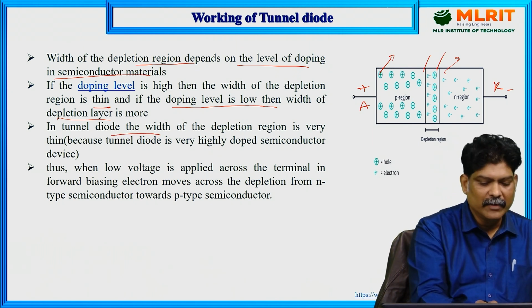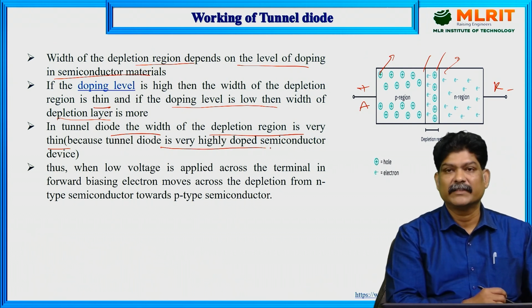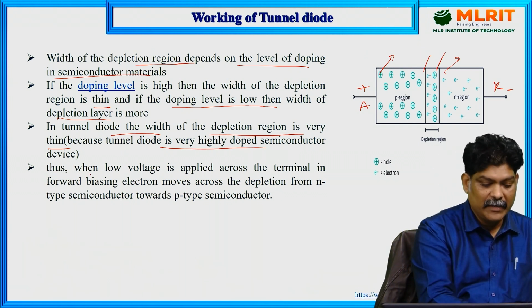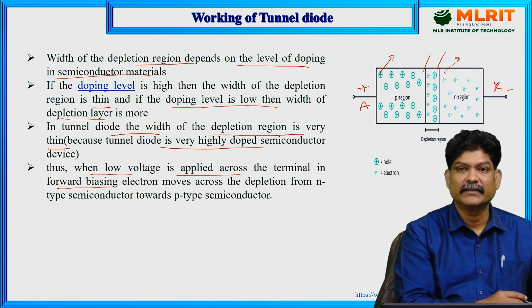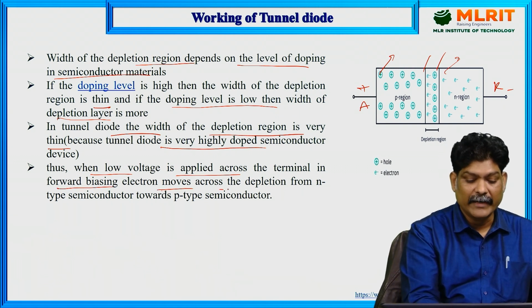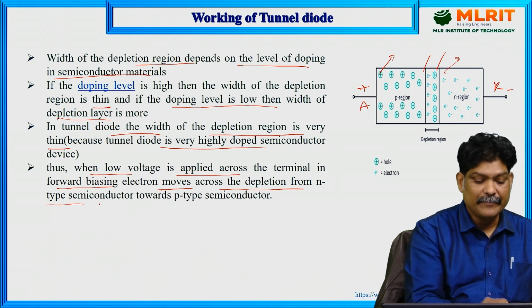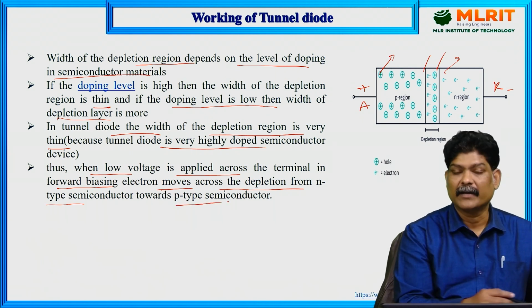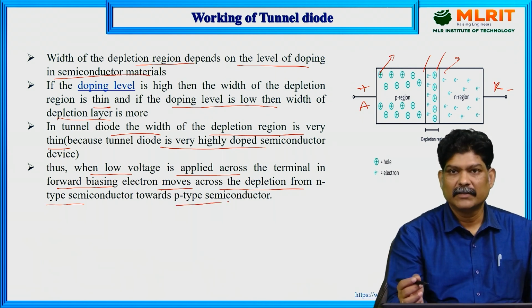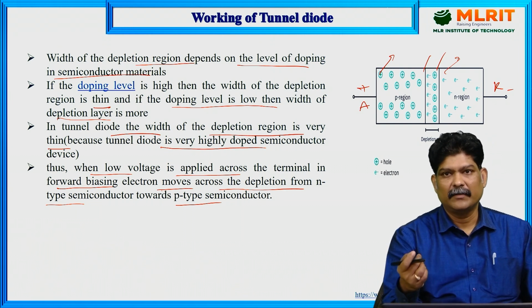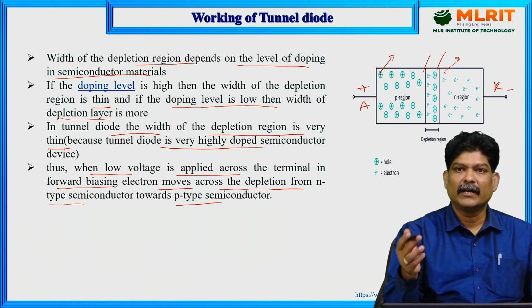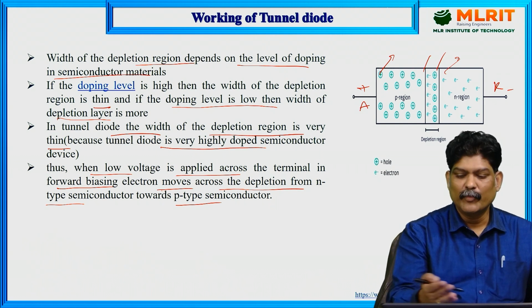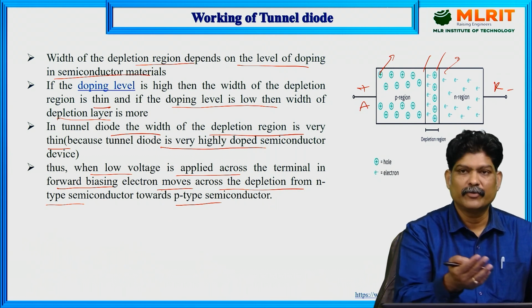In a tunnel diode, the width of the depletion region is very thin because the tunnel diode is a very highly doped semiconductor material. Thus, when low voltage is applied across the terminals in forward biasing, electrons move across the depletion region from the N-type semiconductor towards the P-type semiconductor. Because it is heavily doped, the depletion region is very thin, and hence there is a chance of the movement of electrons from the N region to the P region.